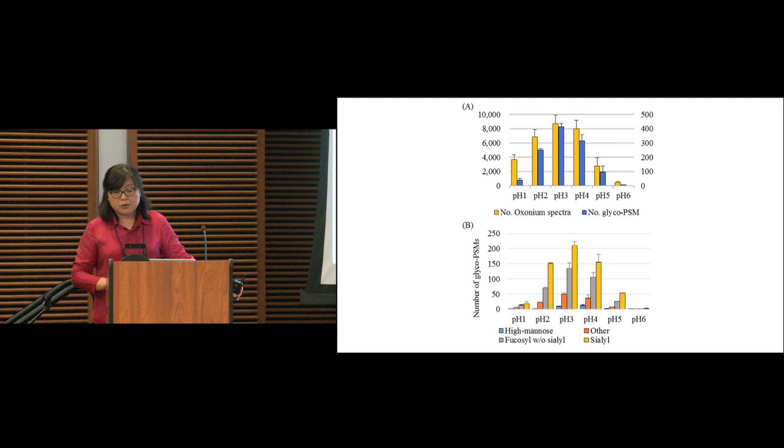So this indicates to us two things. One is that the phosphopeptide enrichment using IMAC, regardless of pH, cannot avoid co-enriching glycopeptides, especially sialic acid-containing peptides. And the IMAC itself only partially enriches the glycopeptides, especially the negatively charged ones, but not the entire glycopeptide population.